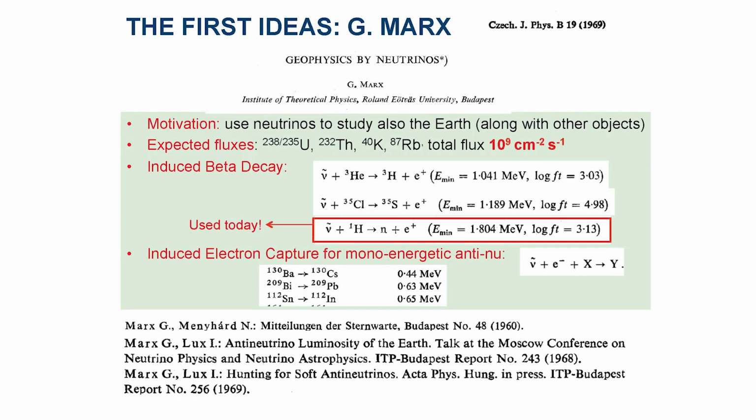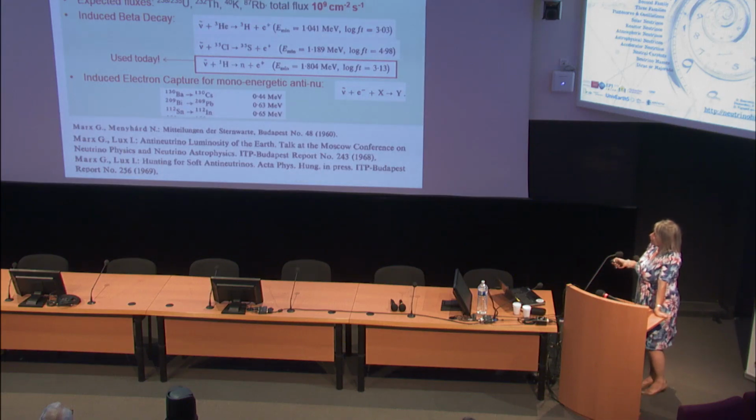He also discussed more about the motivation as we see it today. He estimated the fluxes, but he was even farther away from reality, by 3 orders of magnitude. He studied induced beta decay on different targets, including the one which we are using today. And he also mentions the induced electron capture, so the resonant capture for monoenergetic antineutrinos.